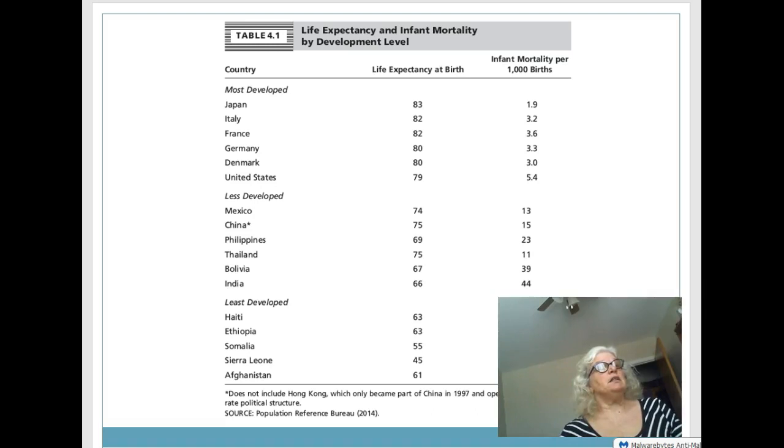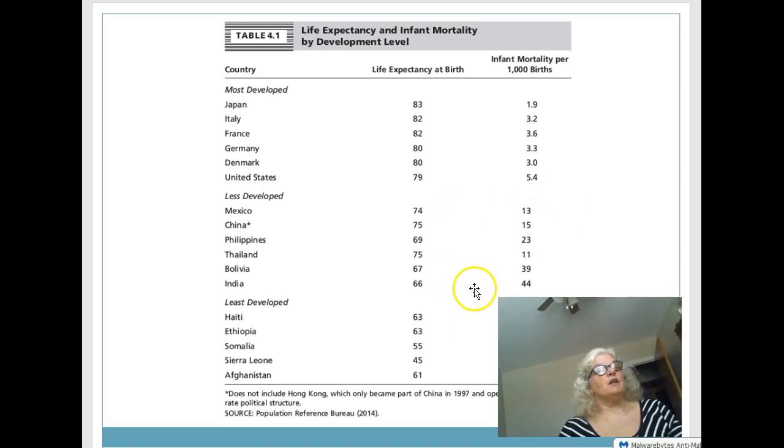So life expectancy is significantly different. This is from the data from 2014. Remember that the life expectancy in the United States actually dropped in the last year, and we are one of the countries that have been affected by that. So the average life expectancy at birth is, in the United States, 79. Infant mortality rates we score very high at, at 5.4%. So the lowest of the most developed countries.